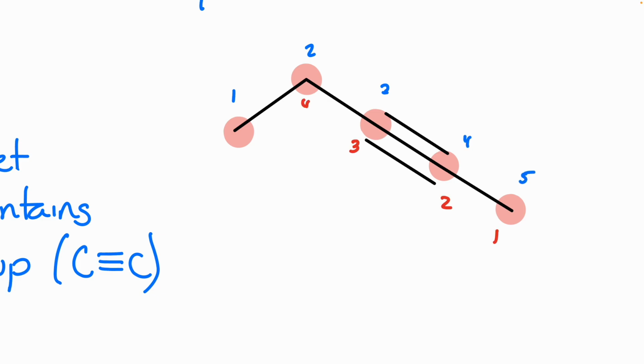And which one of these numbering schemes am I going to go with, red or blue? Red. I'm going to put that triple bond at the lowest number. All right, and it's between carbons 2 and 3, so I'm going to refer to its position with the lower number, right? So this would be 2-pentyne.